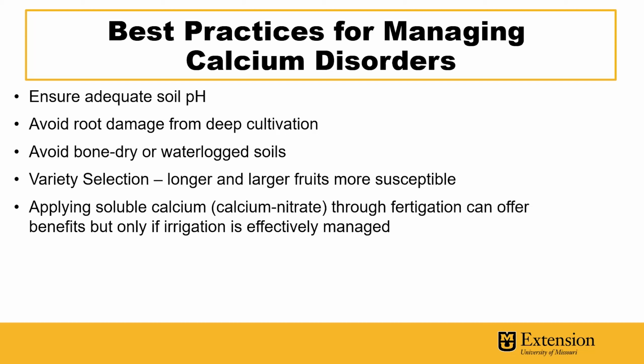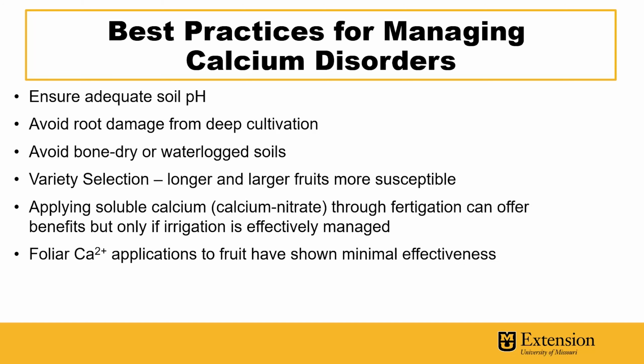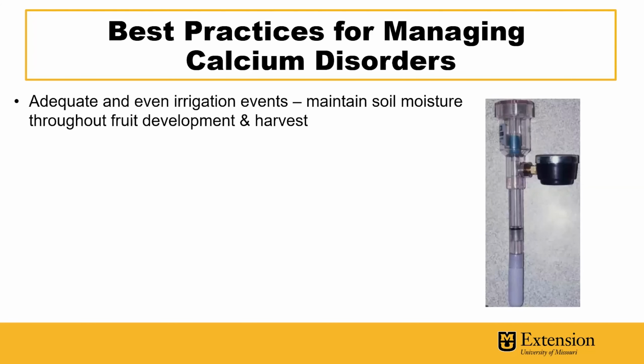Soluble calcium applied through fertigation in the form of calcium nitrate can offer benefits, but only if irrigation continues to be effectively managed. Foliar calcium applications to fruit structures have shown minimal effectiveness. We want to maintain soil moisture throughout fruit development and harvest using adequate and even irrigation events.